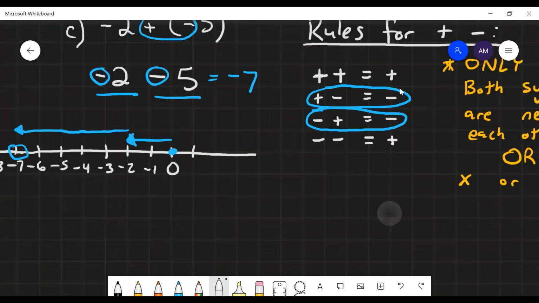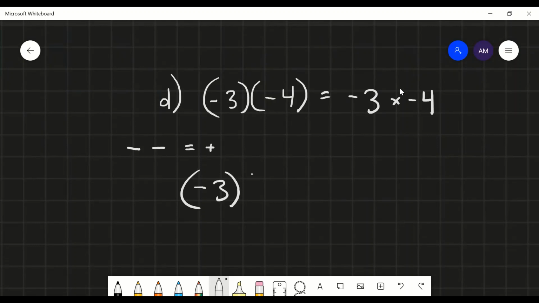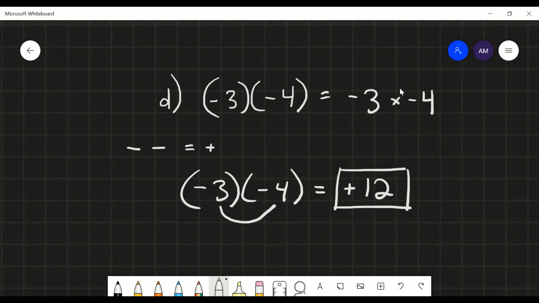Which example do we have here though? Two negatives. So this is a minus times a minus. So if you recall, a minus and a minus makes a plus. So a minus 3 times minus 4 would make plus something. Well, all we have to do now is figure out what 3 times 4 is, which is 12. So this would be the final answer. Now you don't have to put the plus, you can just put 12, or you can put plus 12.